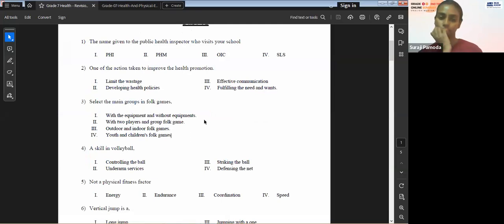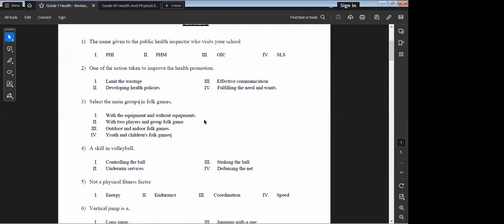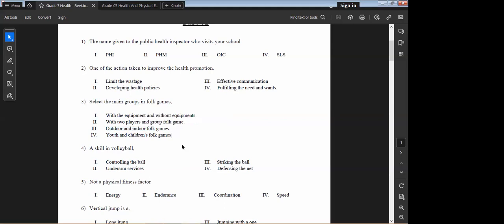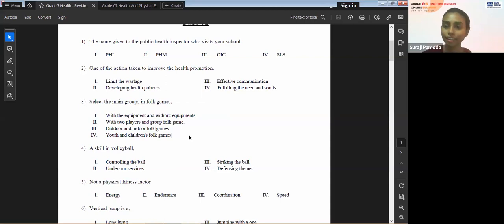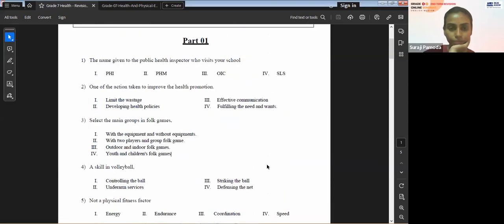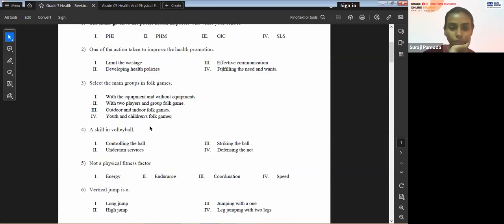So what should be the answer? Hmm? Outdoor and indoor folk games. Yes, outdoor and indoor folk games. Yes, good, right? The answer should be the third one because they're asking about the main groups now, right? So outdoor and indoor folk games, right? So am I too fast? Or is it okay? Hmm? It's okay, right? So the fourth question is related to volleyball.